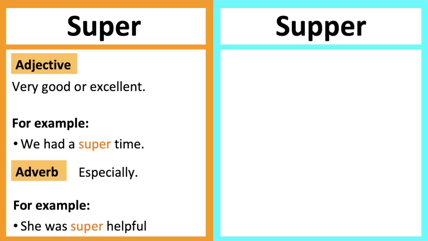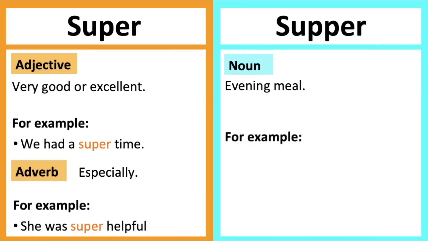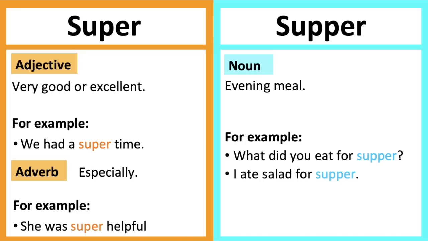Supper. Supper is a noun and it refers to an evening meal. This is usually a light meal eaten in the evening. For example, what did you eat for supper? I ate salad for supper.